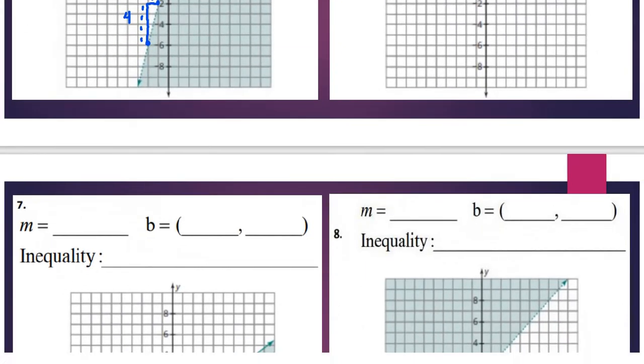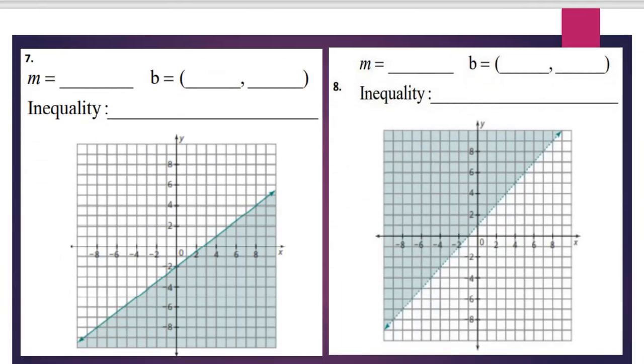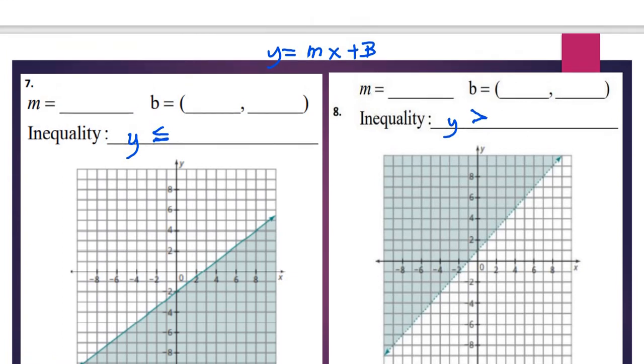Now, on this one, on number 7, as we look across here, I'm going to remember, write in slope-intercept form, y equals mx plus b. So I see that I have y is shaded down below right here. So it's less than. There's a solid line, so it is equal. And I'm going to go ahead and do number 8. So y right here is shaded above the line right here. And it's a dotted line, so there's no equal right here.